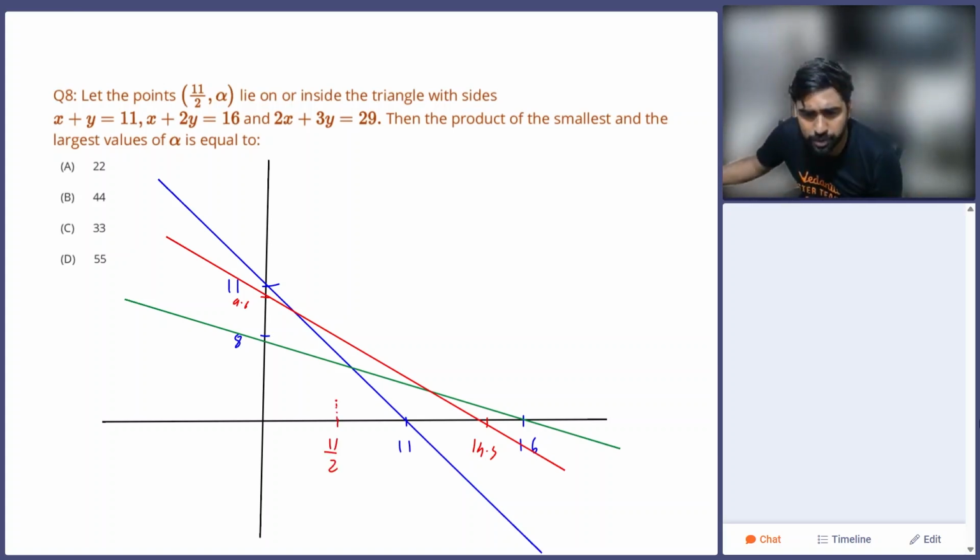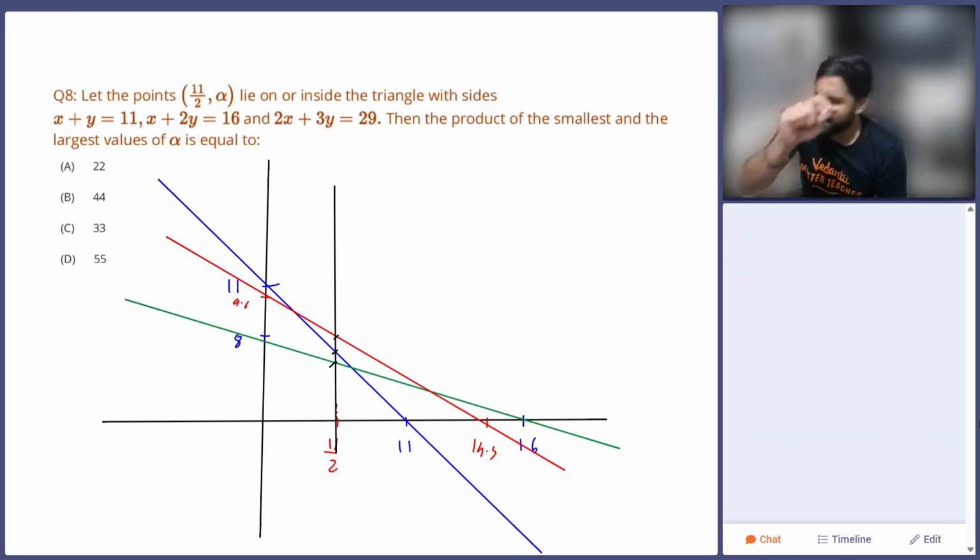This 11 by 2, its x coordinate is fixed as 11 by 2. Now the question is, what are the maximum and the minimum value of y coordinate possible over here? Basically I need to find these 2 points of intersection over here. You can find the third point of intersection as well, but I can tell you it is going to come outside the triangle which we are forming over here.